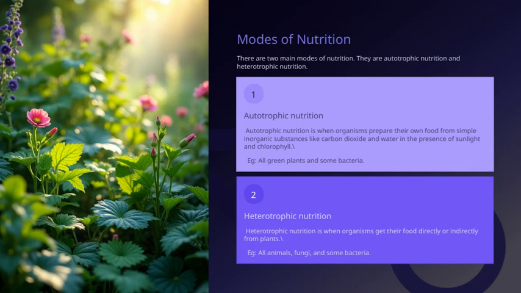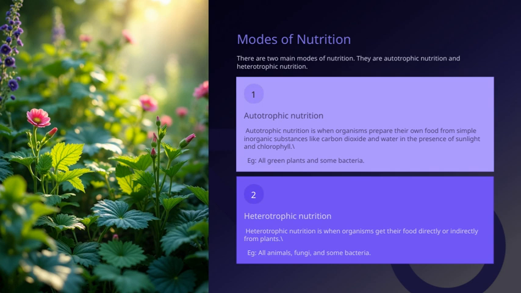Now, let's talk about the two main modes of nutrition. First, we have autotrophic nutrition. This is how organisms like green plants and some bacteria make their own food. They do this by using simple inorganic substances, mainly carbon dioxide and water, and with the help of sunlight and chlorophyll. Essentially, they are able to produce their own food from raw materials.